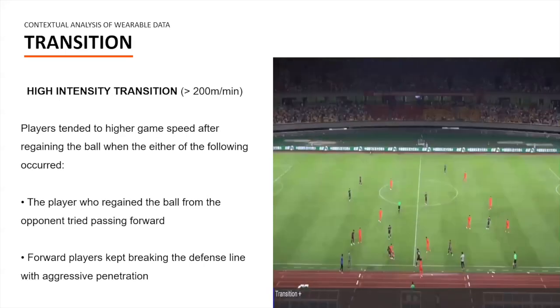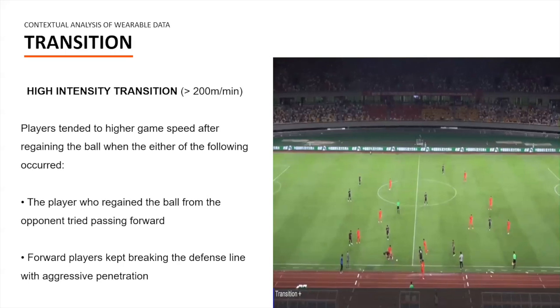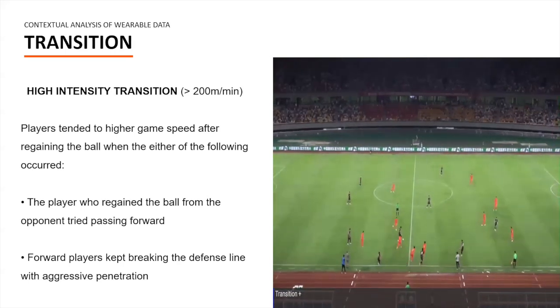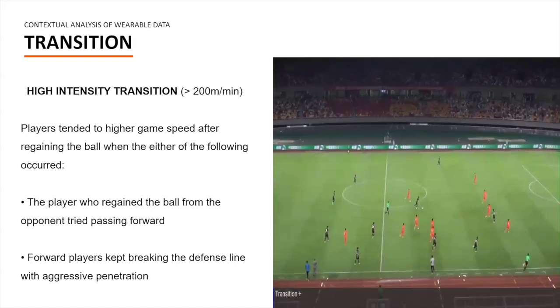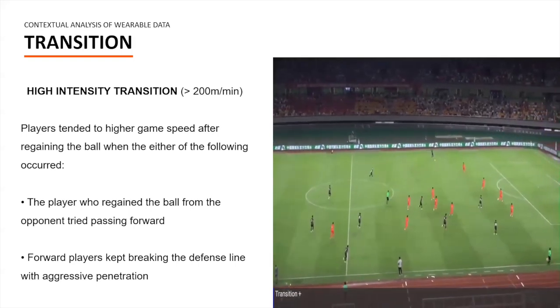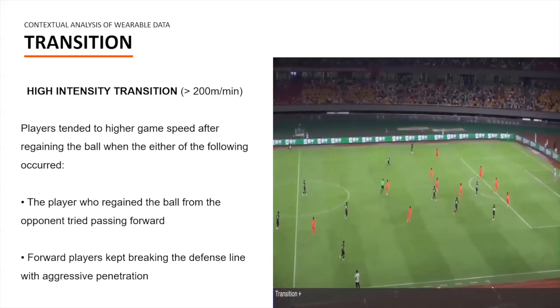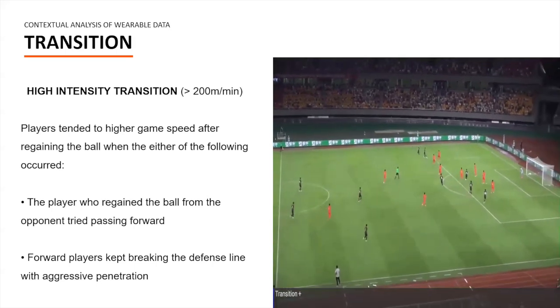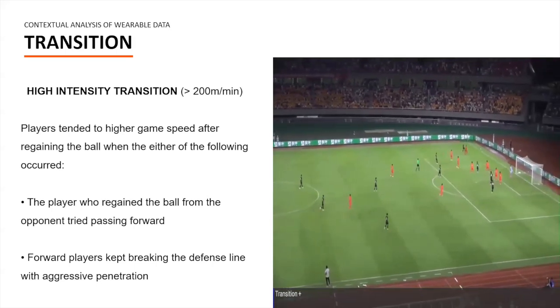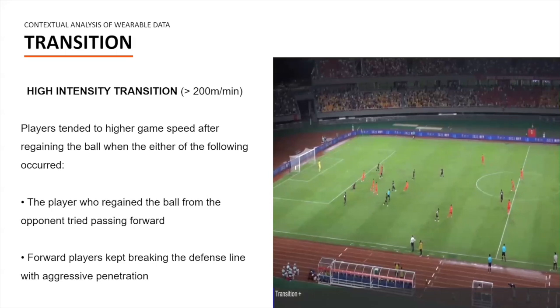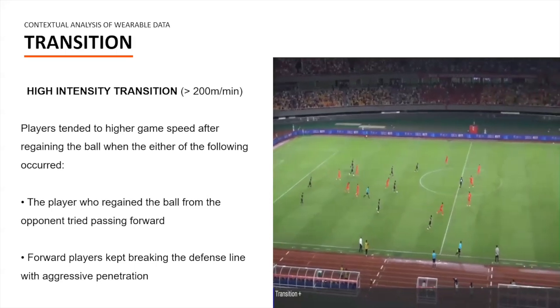But on the other hand, when it comes to high intensity transitions, players tended to raise game speed after regaining the ball when either of the following occurred. First of all, the player who regained the ball from the opponent tried passing forward, even though he didn't have much space to go forward. And also forward players kept breaking the defense line with aggressive penetration.